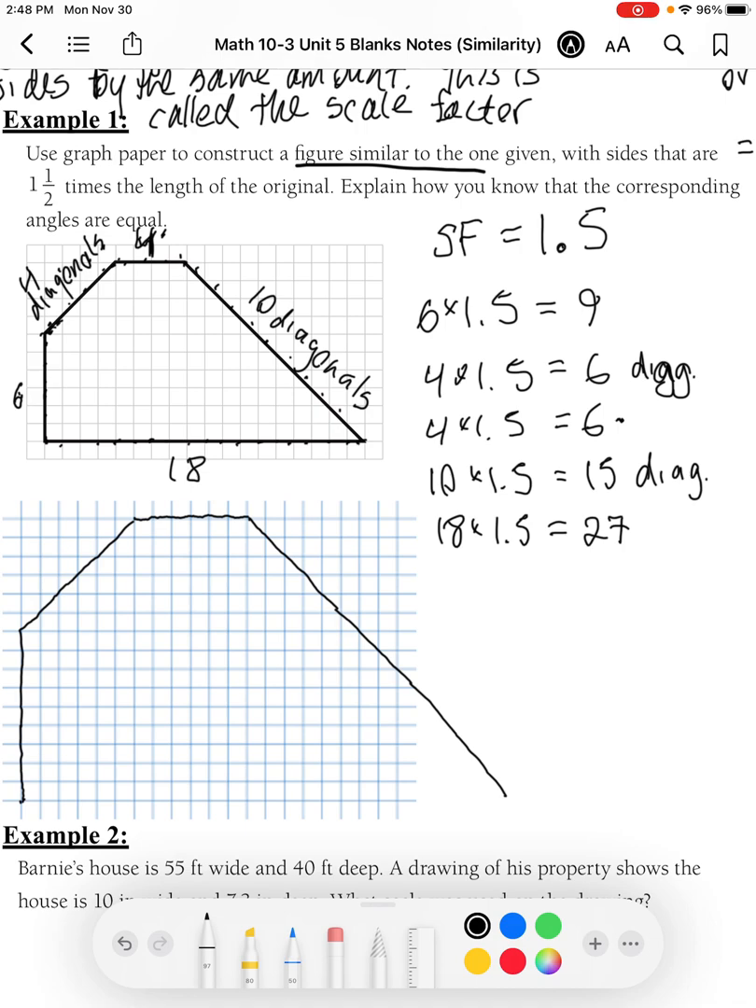Well, here actually we can just connect the 2 endpoints, and that should be exactly 27. So 1, 2, 3, 4, 5, 6, 7, 8, 9, 10, 11, 12, 13, 14, 15, 16, 17, 18, 19, 20. Okay, now if I just imagine 21, 22, 23, 24, 25, 26, 27. There we go. Okay, and so if you just label these sides, this is the 9, this is the 6 diagonal, right? This is the 6, this is the 15 diagonal, and then this is the 27.